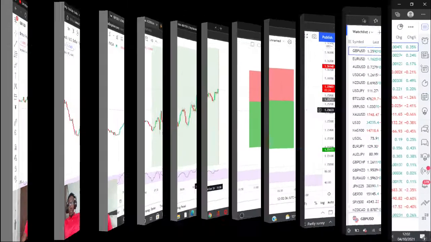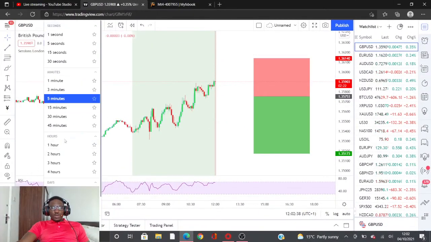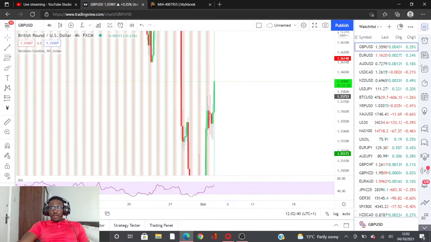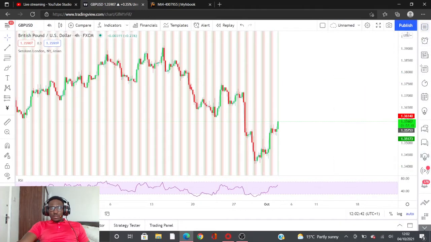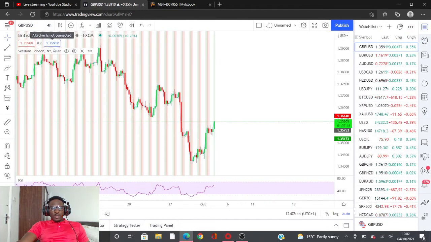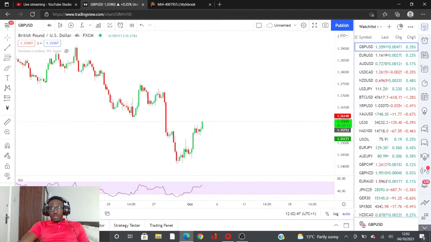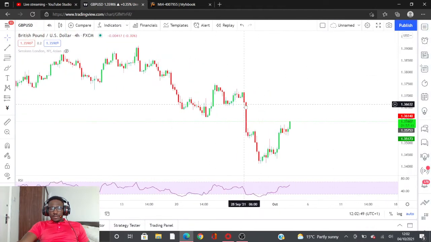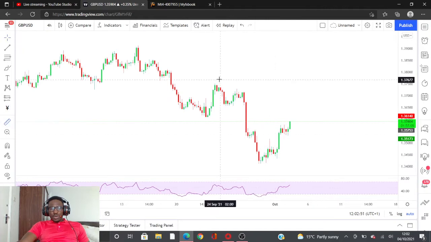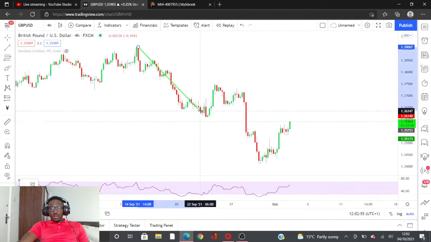But just to have a bigger picture on what's going on with the GBP USD on a higher time frame, I think I've touched on this a little bit in our last one. So let me just get rid of this. So this is what you're gonna see. This is a textbook bearish continuation trade.